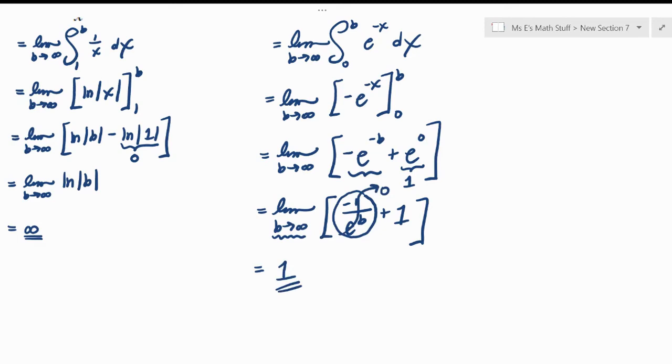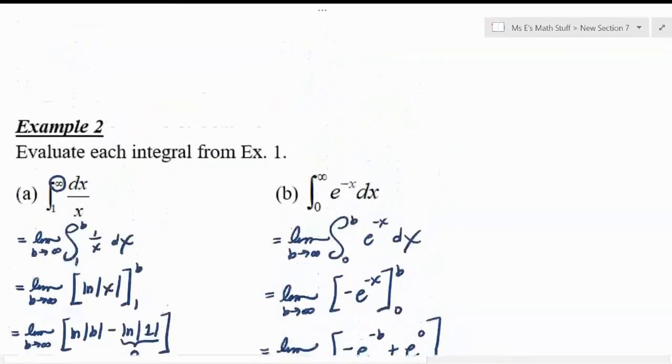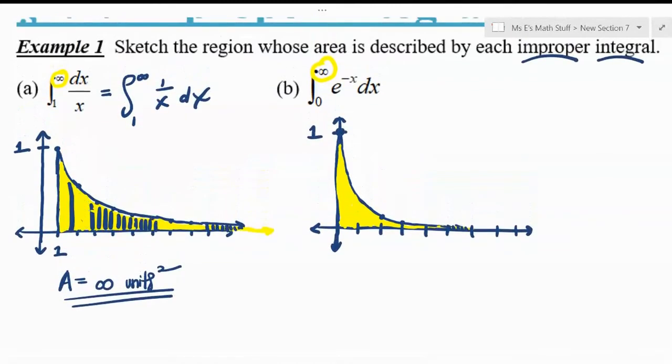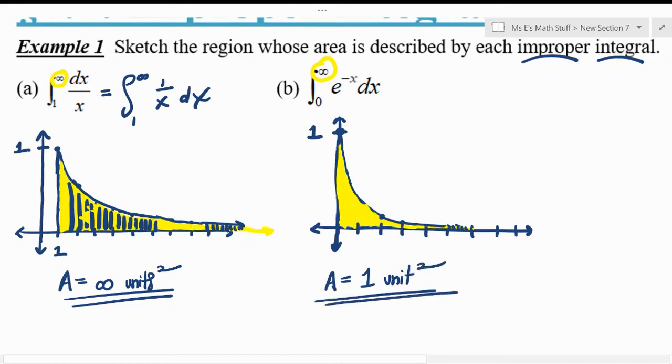There we go. Okay, so let's go back up to example 1 and compare what just happened. So for part A, the area there is infinite, but for part B, the area is exactly 1 square unit. Oops, not units, but unit. There we go. We'll just file that under strange but true.